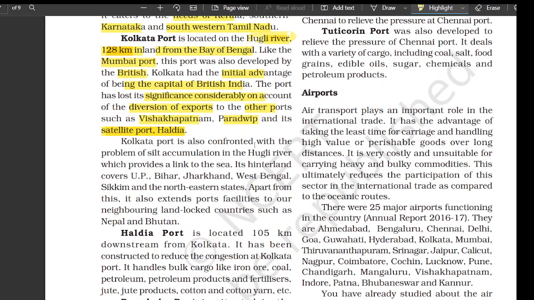Kolkata port also confronted the problem of silt accumulation in the Hooghly River, which provides a link to the sea. Its hinterland covers UP, Bihar, Jharkhand, West Bengal, Sikkim, and northeastern states. Apart from this, it also extends port facilities to our neighboring landlocked countries such as Nepal and Bhutan.